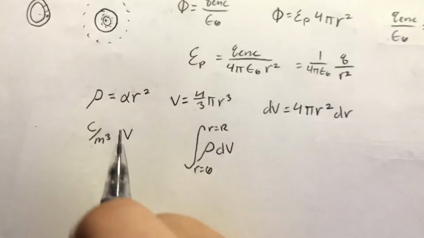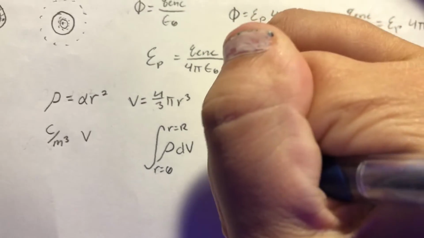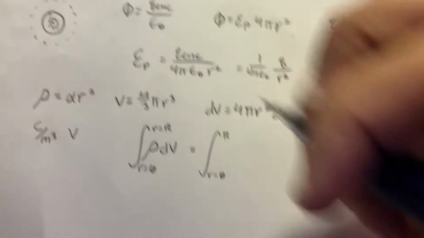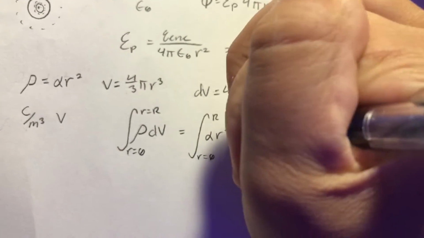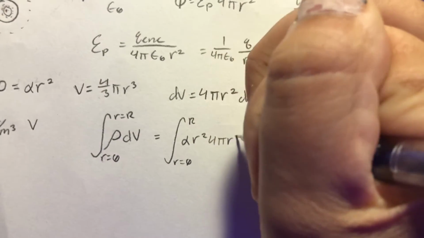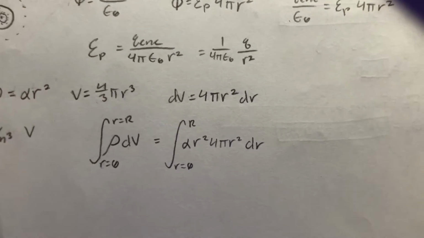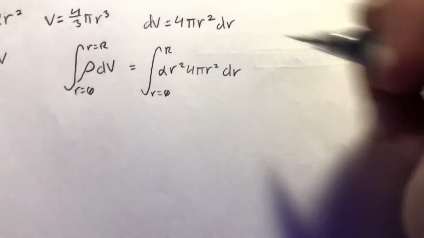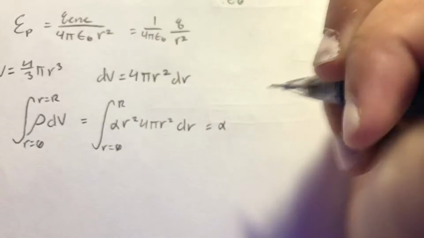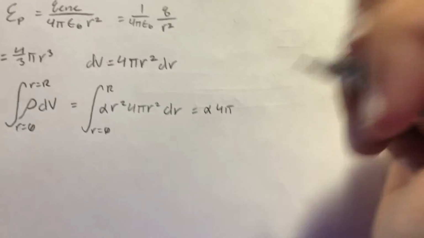Now we can plug in from our equations over here. That's the integral from r equals 0 to big R of alpha r squared, and then our dV is 4 pi r squared dr. Now, to evaluate this integral, I'm going to pull out all of the constants. So alpha is a constant, and 4 pi is a constant.